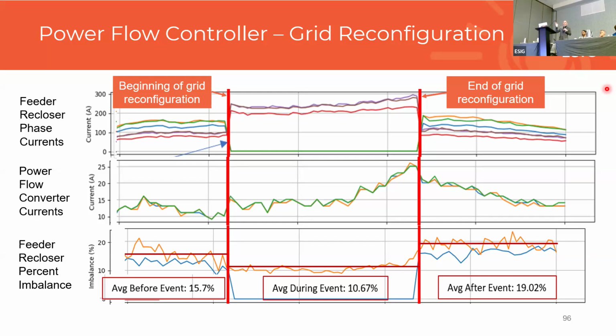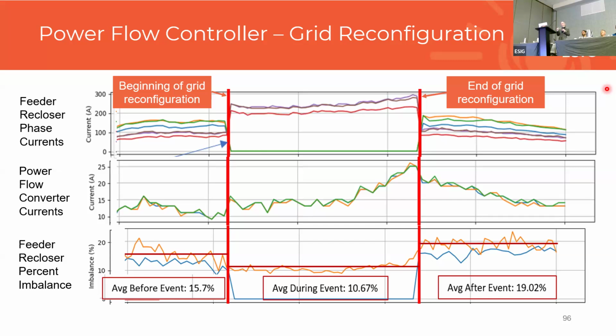During this time period, on the middle set of plots, we see what the power flow controller currents are doing. We can see that they jump up during that grid reconfiguration because it saw more imbalance within the system. And then near the end there, we can see it ramps up, which means that the imbalance increased in the system and it continued to ramp up. And then the system gets reconfigured and it transitions back down to normal.